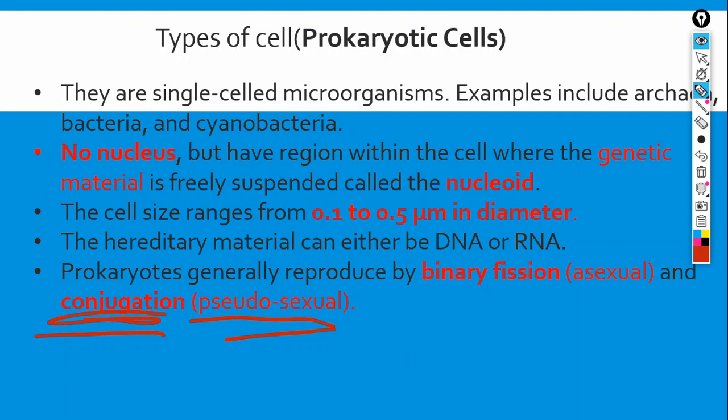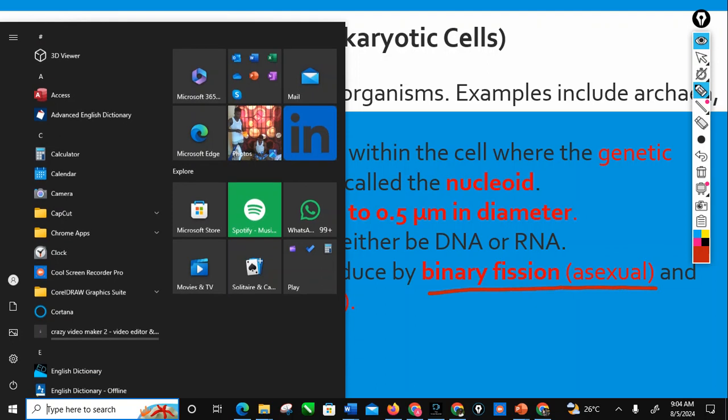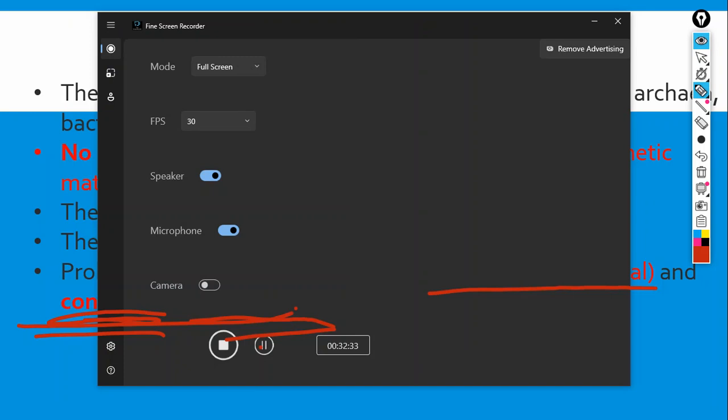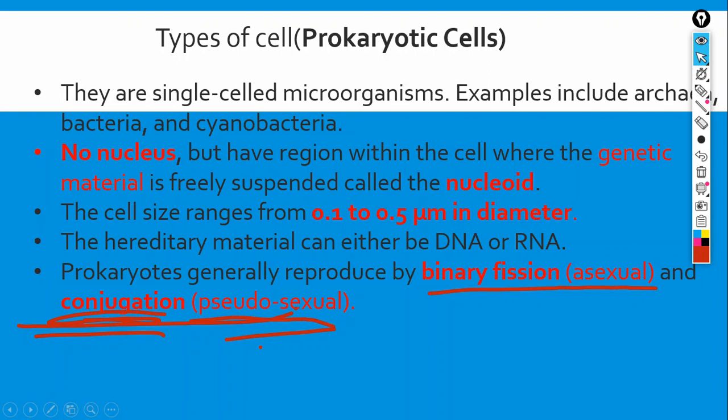I'm going to delve deep into these types of reproduction when we want to examine reproduction. All right. So we said no nucleus, and okay, we've exhausted this slide. Let's go to the next slide.